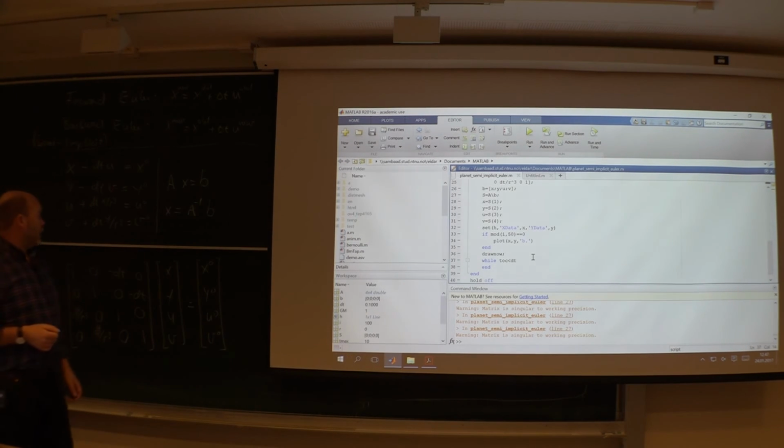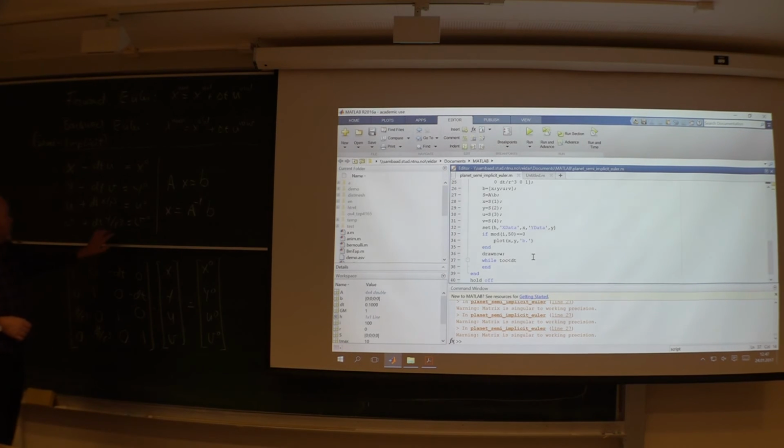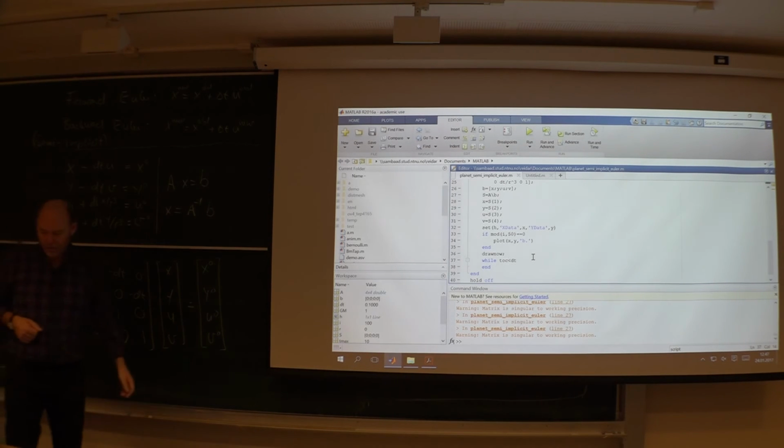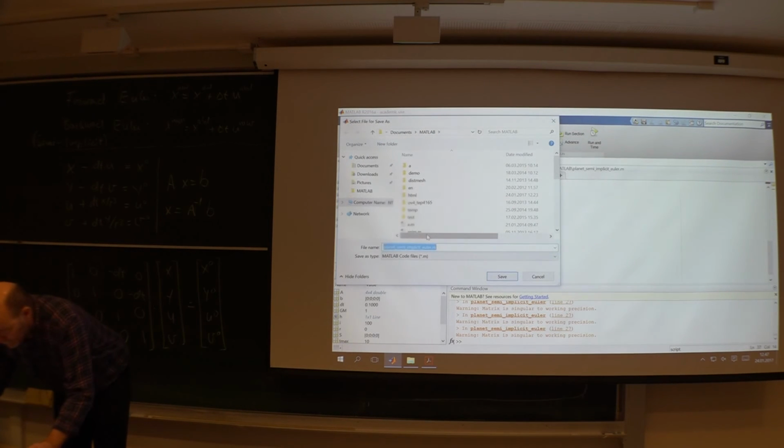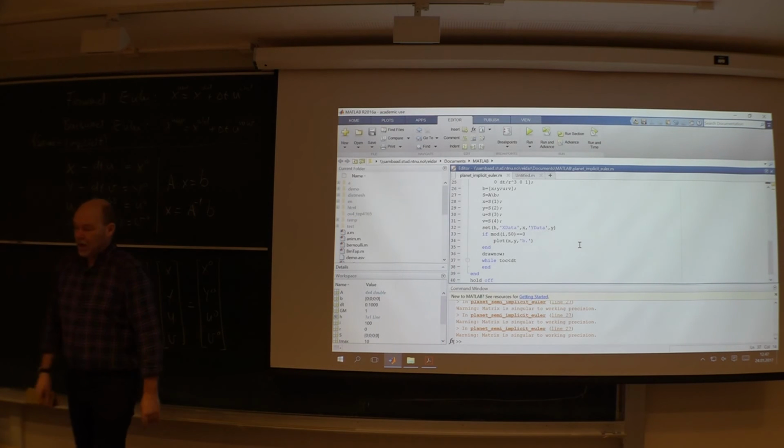So we have 10 minutes. Let us do this one fully implicit. I don't want this semi. Maybe the semi was the reason why the simulation wasn't so good. I want to have full implicit. Save as, without the semi, so implicit Euler. How can we do that?